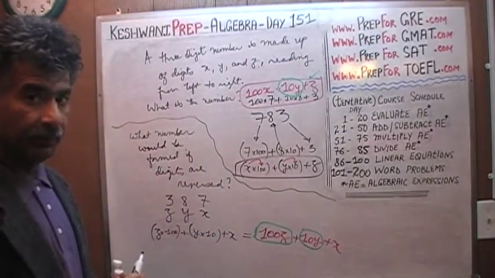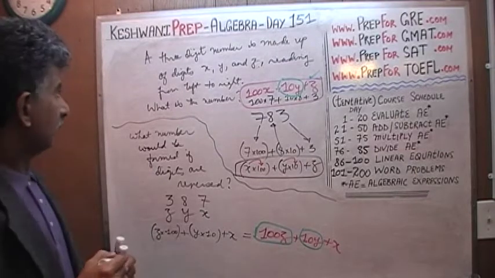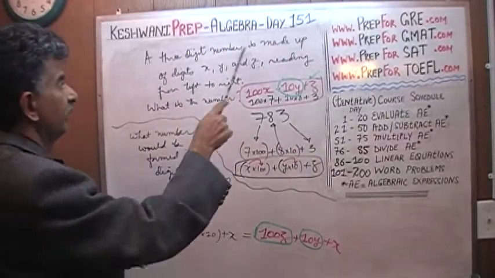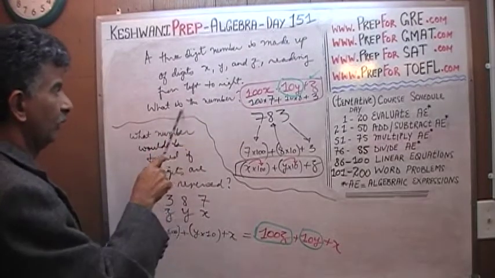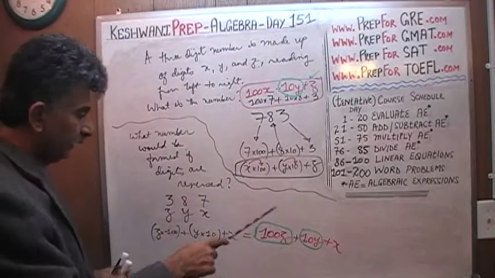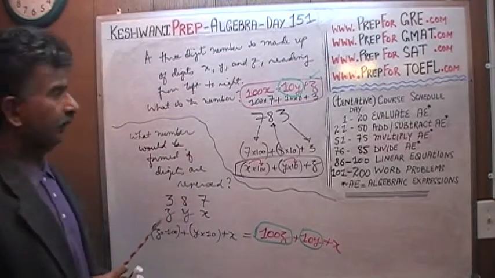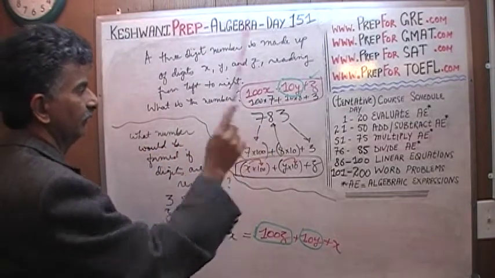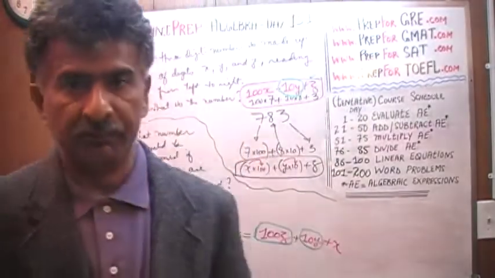So now the number that we have is, if somebody were to ask you, what is the number? If somebody were to come up to you and say, our 3-digit number is made up of digits x, y, and z, reading from right to left, what is the number? To which you will say, the number is 100z plus 10y plus x. Reading from left to right, the number is 100x plus 10y plus z. That's all. That's how you write a 3-digit number.